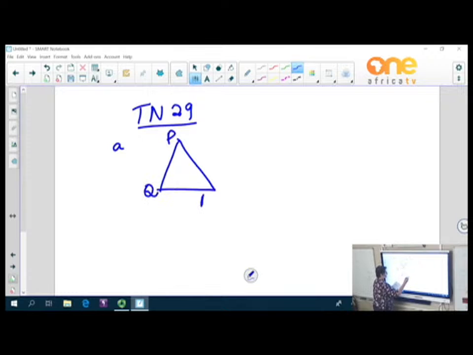PQR, I hope you can also see that you cannot do this unless you have a sketch of what you are working with. So Q is 50 degrees, PR is 5 centimeters, QR is 4 centimeters, and I need to find both angles there. Now, which one will I find first?